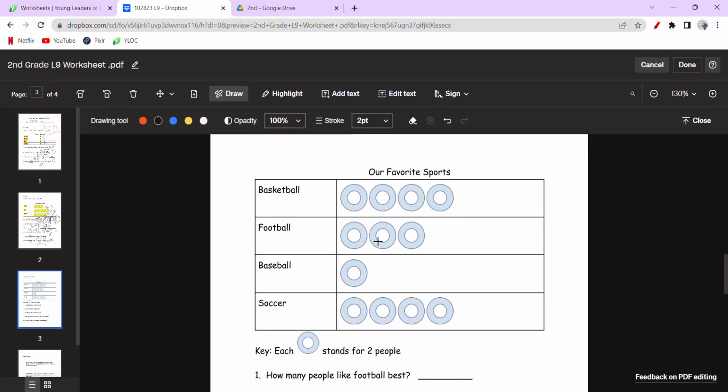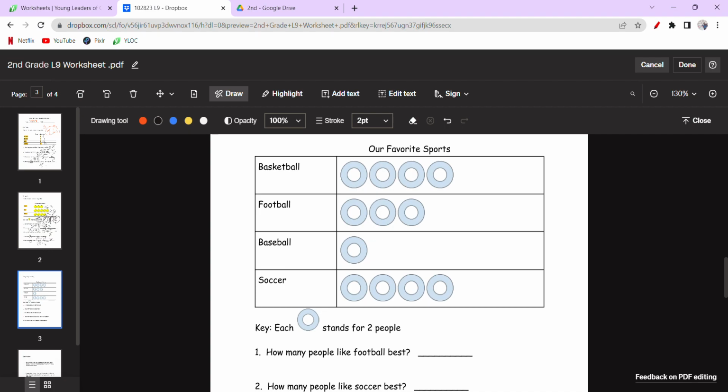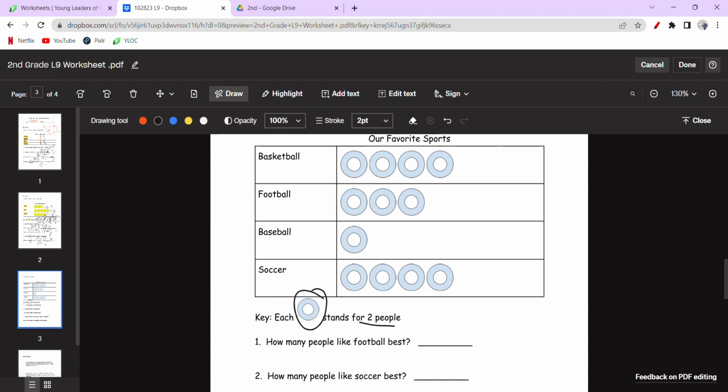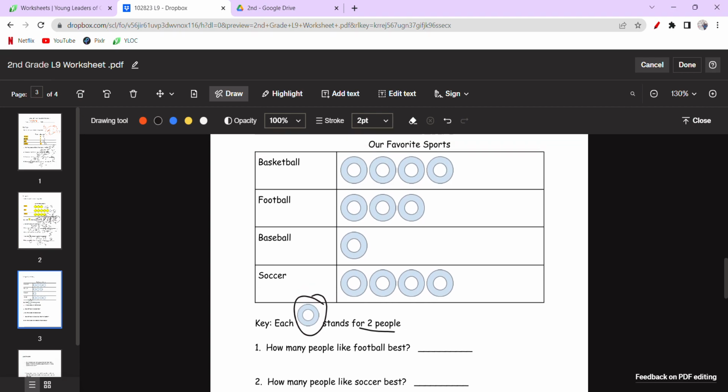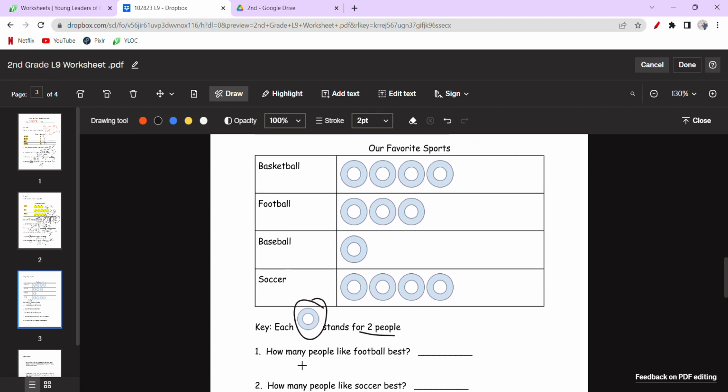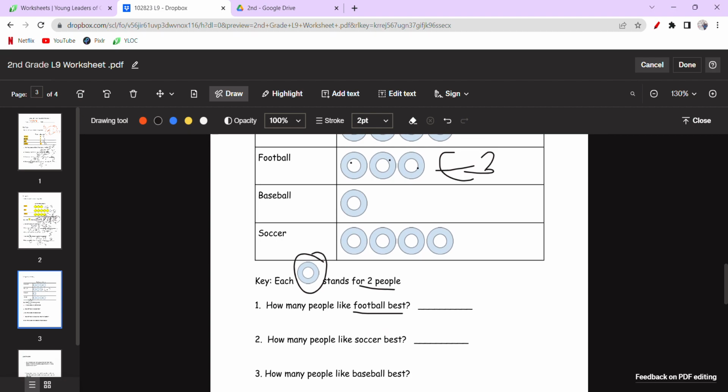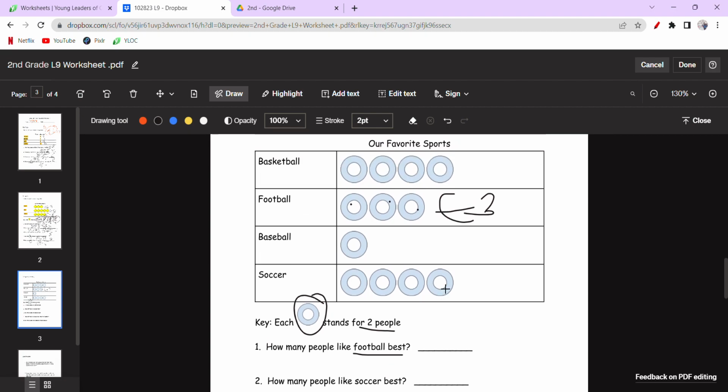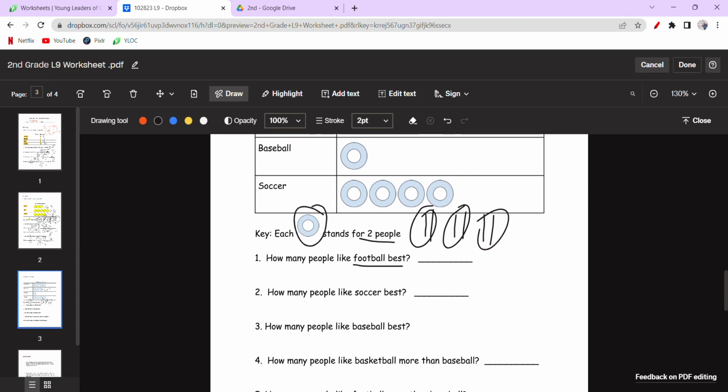So we have another pictograph right here. It is being continued, and each donut, I guess, stands for 2 people. We'll do only a couple questions on these ones. How many people like football the best? Football, there are 1, 2, 3, so 3 symbols, and each stands for 2 people, right? So it would just be 2 plus 2 plus 2. You add 2 three times, which will equal 6.